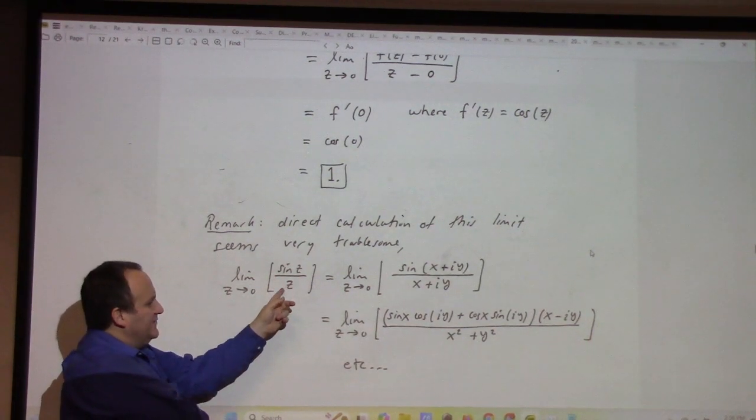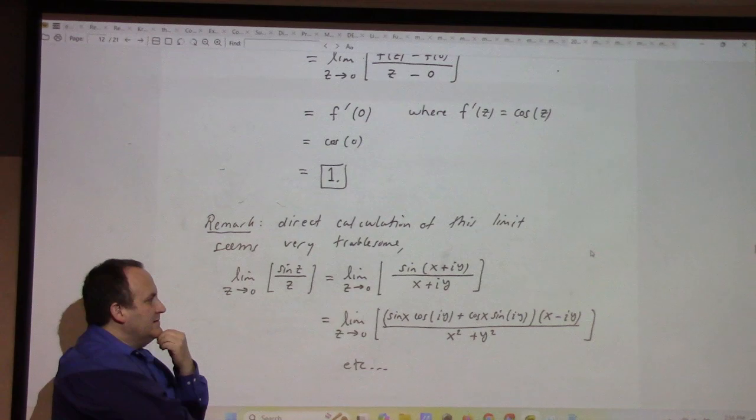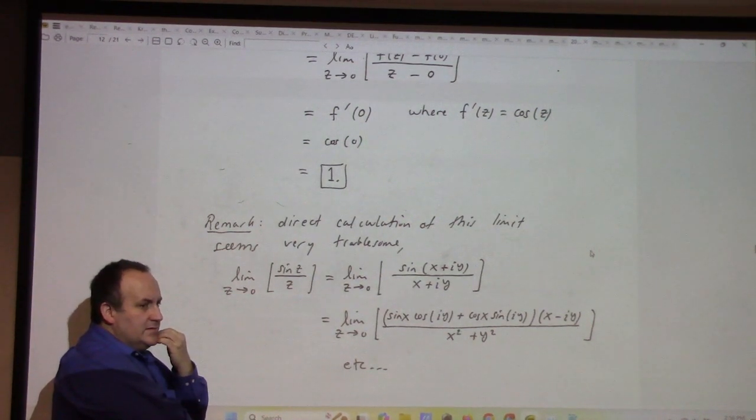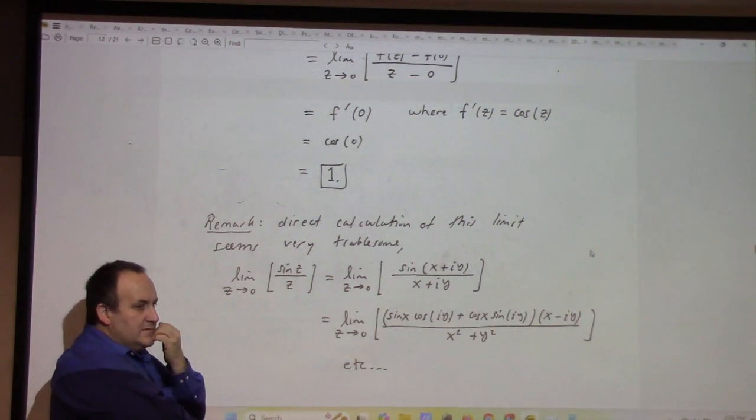Like the function sine z over z? Yeah, like you showed that's complex differentiable at 0? At 0. But this function's not defined at 0. Like at 0 over 0.